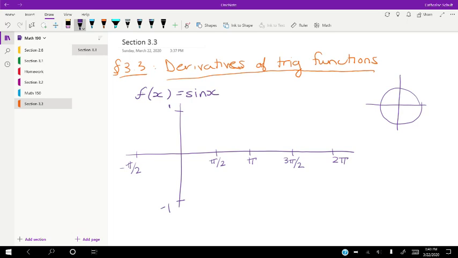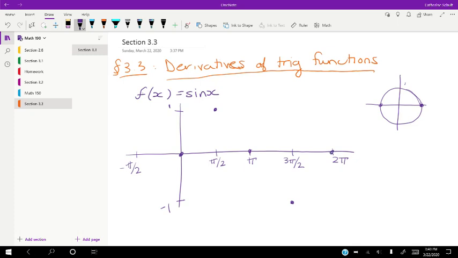Okay, so at angle 0, the y coordinate right there is 0. And then as we go around our unit circle at pi over 2, 90 degrees, our y coordinate is 1. Then we keep going. At pi, our y coordinate is 0. Keep going around our circle. 3 pi over 2 is right over here. Now our y coordinate is -1. And then back around to 2 pi, and our y coordinate again is 0.